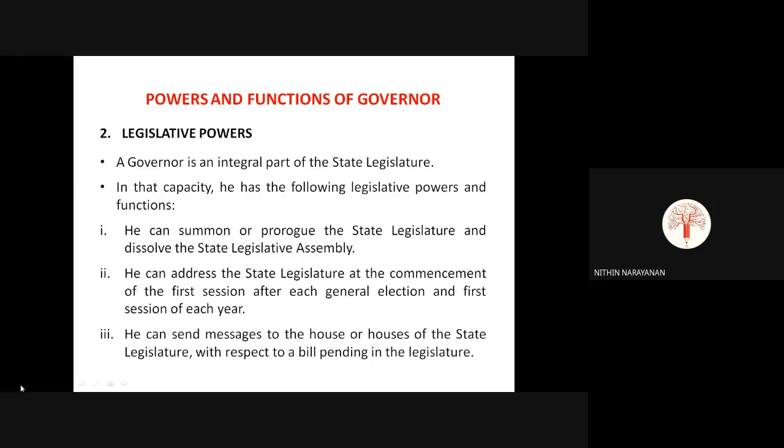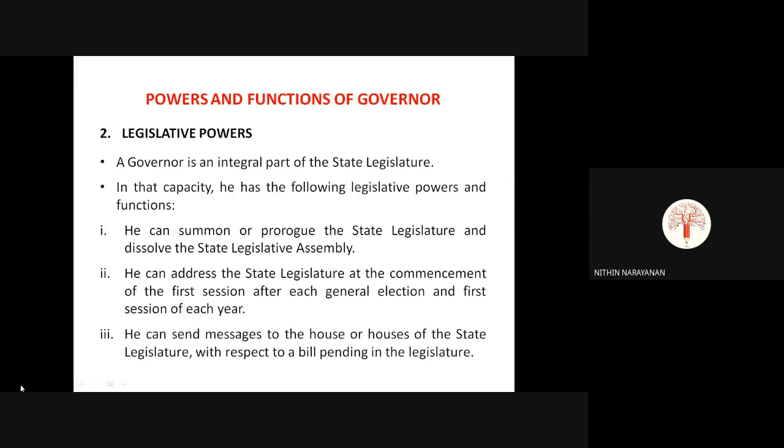He can send messages to the house or houses of the state legislature with respect to a bill pending in the legislature. So pending ബില്ലിനെ കുറിച്ചിട്ടുള്ള നിർദ്ദേശങ്ങളോ അതിന്റെ മെസ്സേജസോ ഈ പറയുന്ന ഹൗസസിലേക്ക് അയക്കാം. State legislature means, in India, some states have two types of legislature.